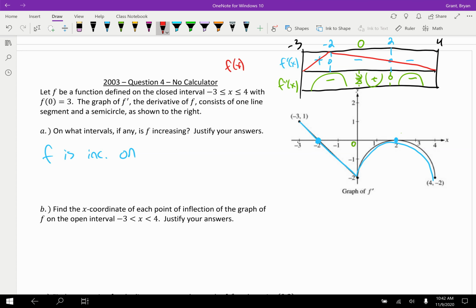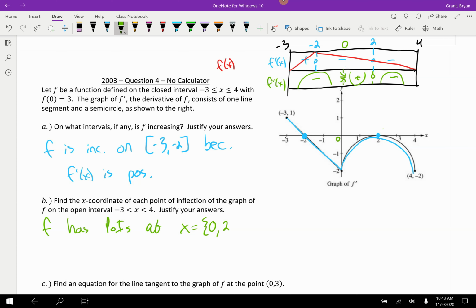Find the x-coordinate of each point of inflection on the graph of f on the open interval. Justify your answers. All right, x-coordinate of each point of inflection. Well, first, does f double prime change at each of these potential points of inflection? It does. That's always very nice. So I see 2 points of inflection here, right? So we'd say f has points of inflection at x equals, and it looks like 0 and 2, doesn't it? 0 and 2, because we don't have f double prime, so we need to use f prime.